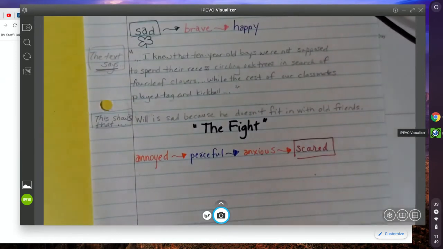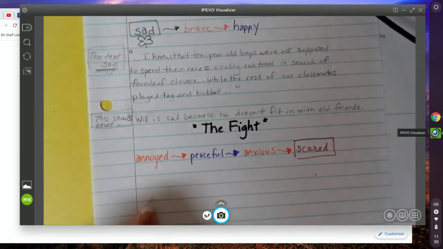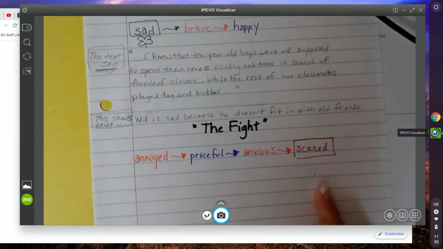All right. So this is the job today. All right, you may use The Fight. You may use the story that you're reading. But the job at hand is to create a mood chain and then to provide the evidence and explain the evidence for the first and the last in that mood chain. All right, how do you know that is the mood?